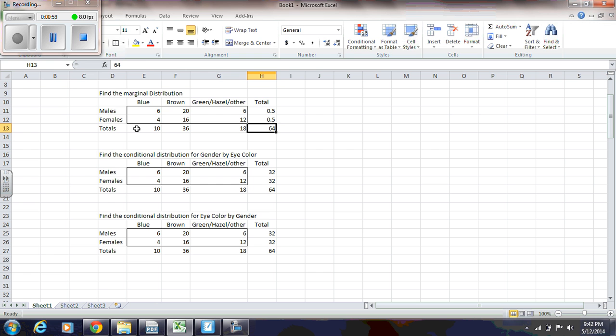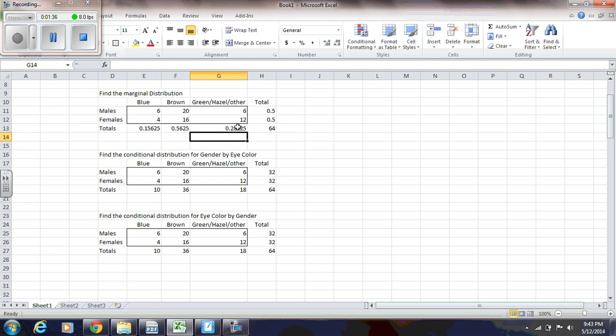each. If we wanted to look at the marginal distributions for eye color, we'd be looking at the column totals. So we're going to look at the column total for blue, 10 divided by, again, 64. And for brown, and for green or other. So this gives us our marginal distribution for eye color.